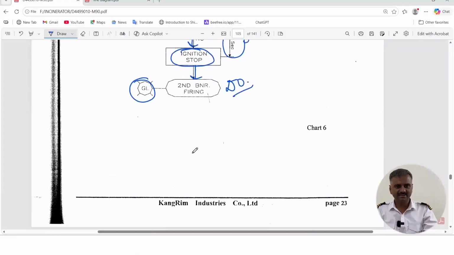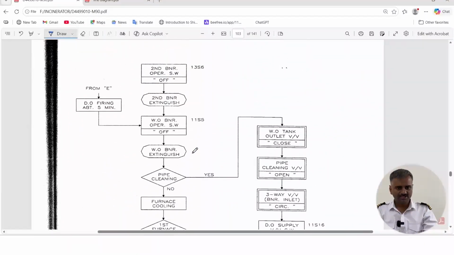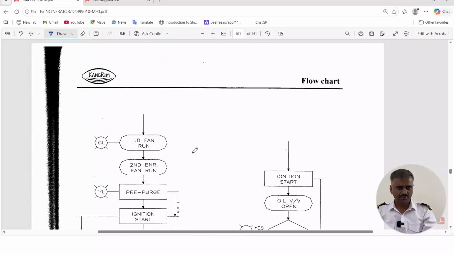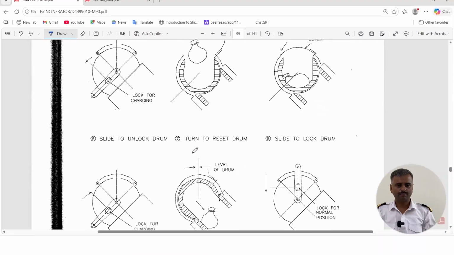When we meet next, we will discuss the stopping operation, furnace temperature control, and also the auto starting procedure of this incinerator in the flow diagram. Thank you.